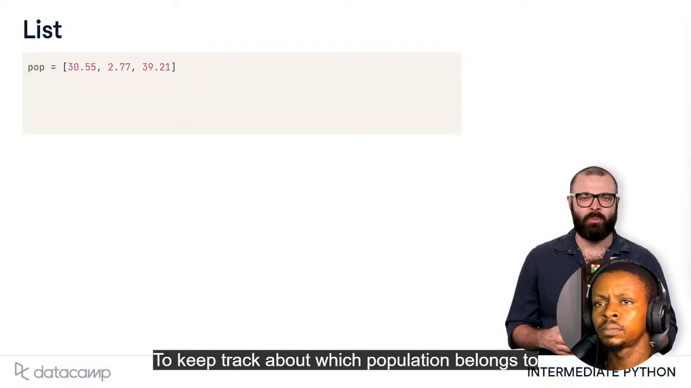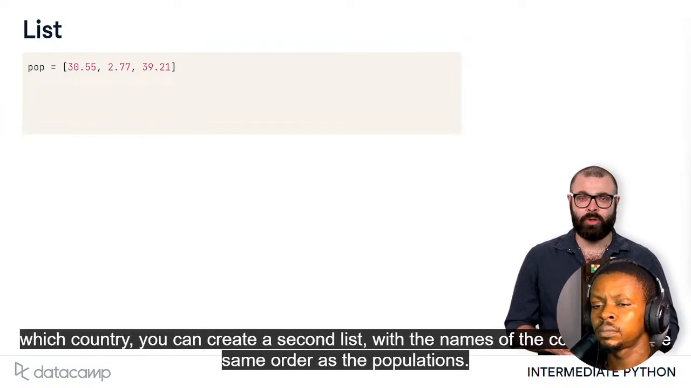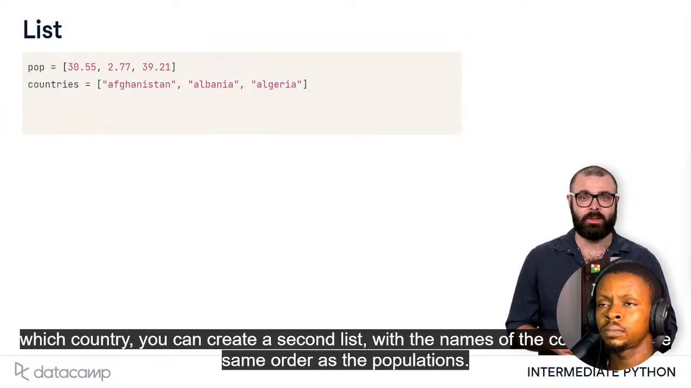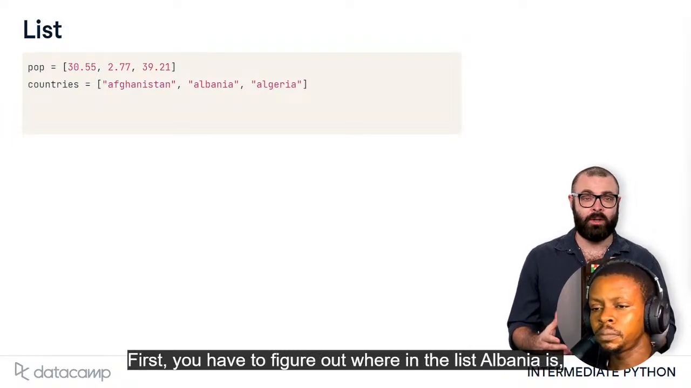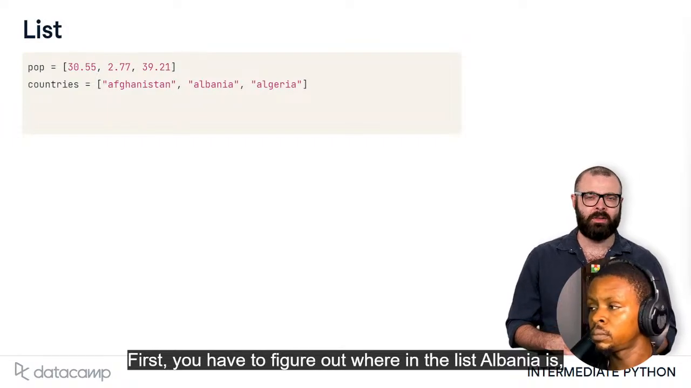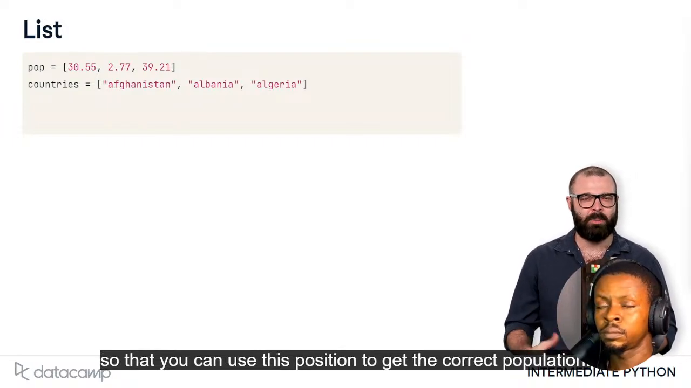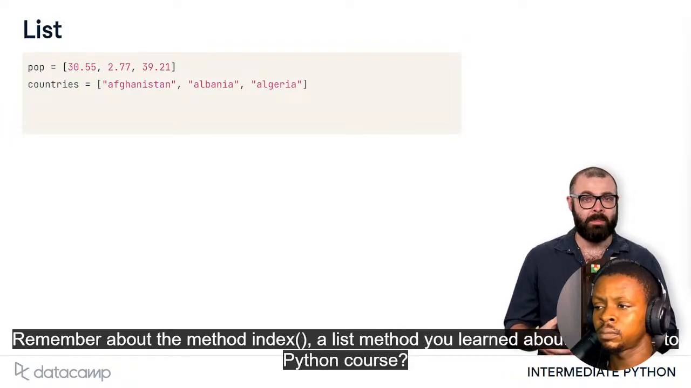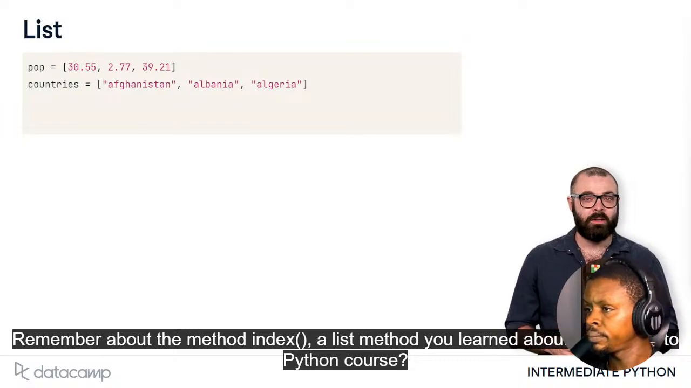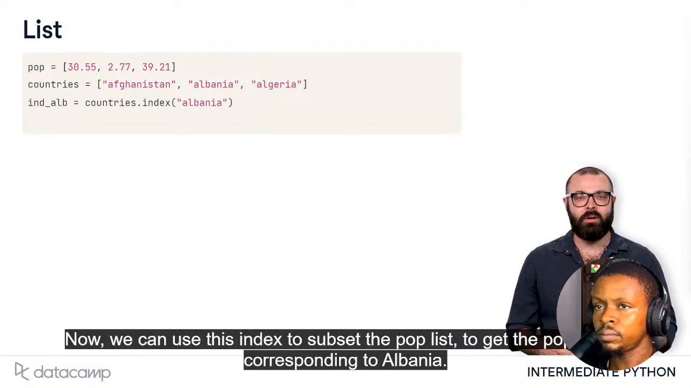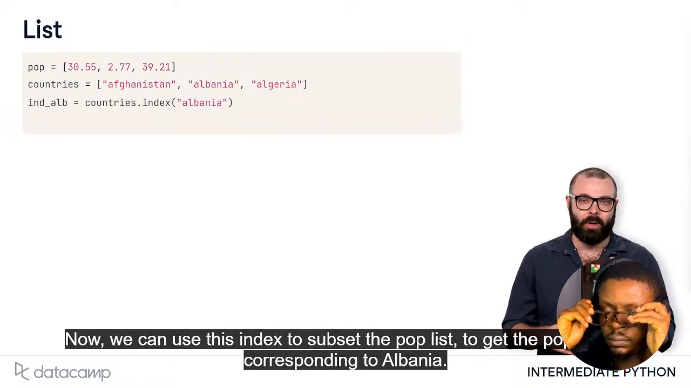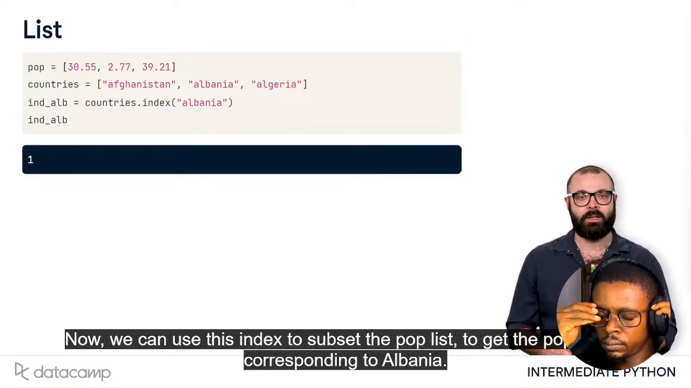To keep track about which population belongs to which country, you can create a second list with the names of the countries in the same order as the populations. Now suppose that you want to get the population of Albania. First, you have to figure out where in the list Albania is so you can use this position to get the correct population. Remember about the method index, a list method you learned about in the Intro to Python course? Let's use it to get the index of Albania in countries like this. Now, we can use this index to subset the pop list to get the population corresponding to Albania.